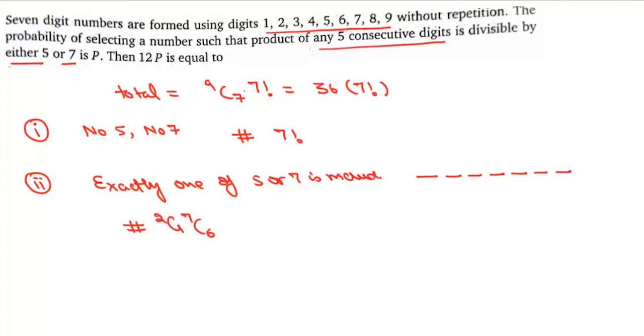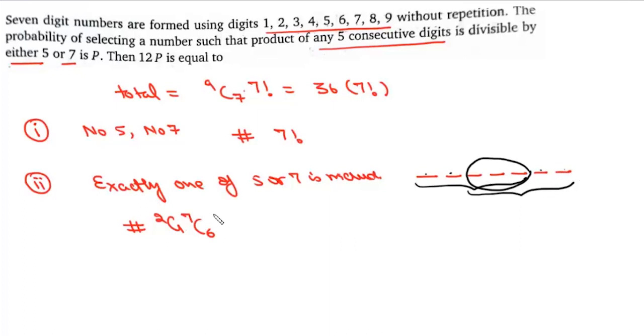Now it says any 5 consecutive digits is divisible by either 5 or 7. Now if we take 5 consecutive, it'll be this from this side, and it'll be this from the other side. Now if 5 or 7 appear in the middle 3, then in that case those numbers will be either divisible by 5 or 7. Now we want the numbers which are not divisible by 5 or 7. So that means this 5 or 7 must occupy a place from these 4 places.